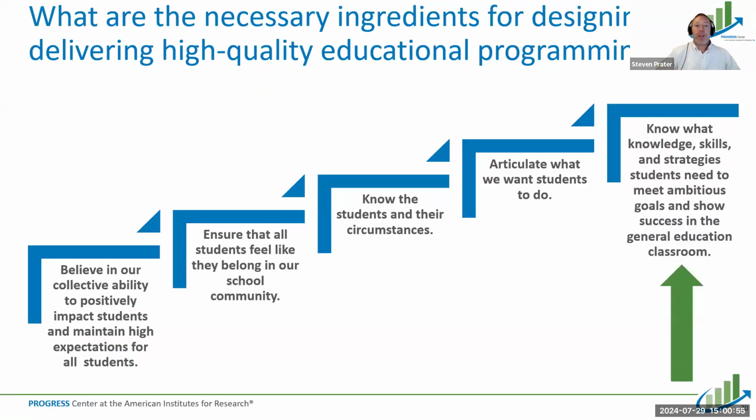If we go back to our stair step and how everything connects together, this would be that last part of that stair step. What is the knowledge, the skills, the strategies that students need to meet ambitious goals and show success in the general education classroom? That's what our statement of services and aids talks to. What does the student need to learn and be accountable for in order to make progress on their goals and in the general education classroom?